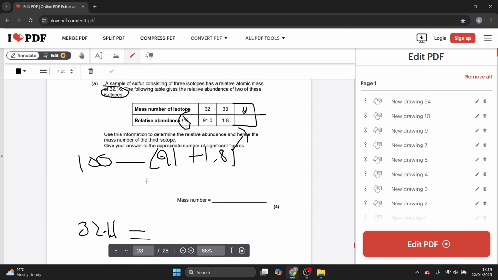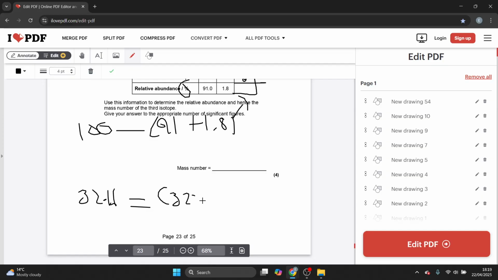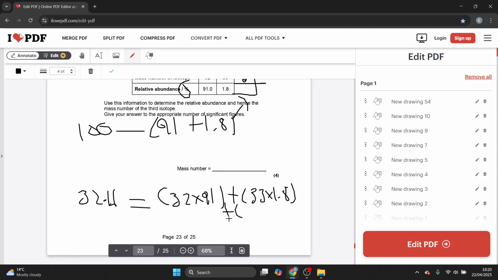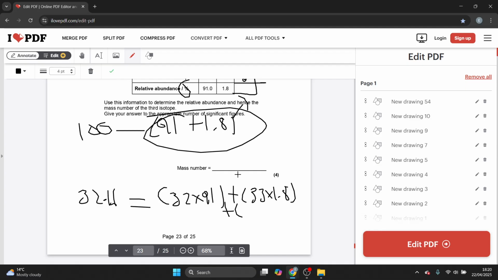32.16 equals 32 divided by 91 plus 33 times 1.8, plus whatever that is, 100 minus 91 minus 1.8, or you could say 100 minus 91 plus 1.8, 7.2, so 7.2 y over 100 because it's percentage. Rearrange, you get y, and y is the mass number, so y equals 34.